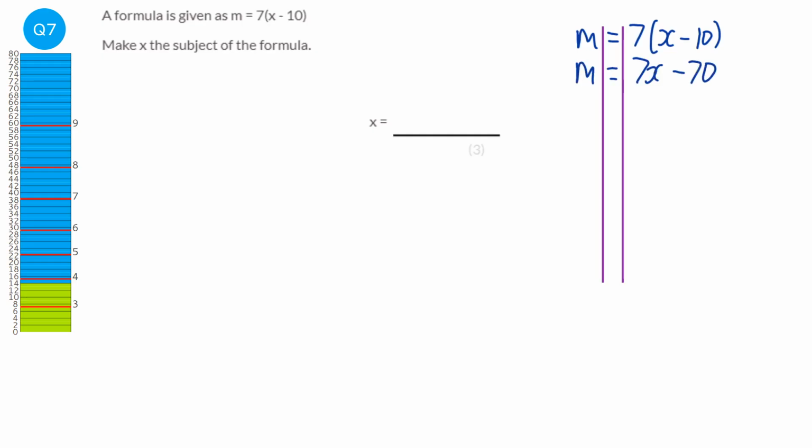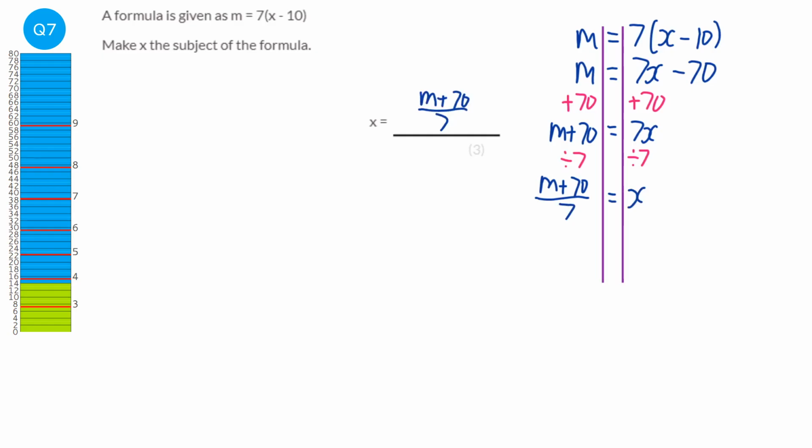And we're going to add 70 to both sides. So we're trying to get x as the subject. Try to get x on its own, and we're next going to divide both sides by 7. So we have m plus 70, all of that over 7 equals x. So x equals m plus 70 over 7.